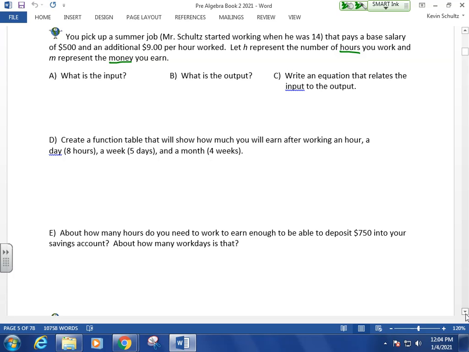Okay. Also, like I said, you can look at letter D here as kind of a hint. Create a function table that will show you how much you will earn after working an hour, and then 8 hours a week, 5 days a week, 4 weeks a month. The point is, I'm asking you to test different lengths of time to see how much money you're going to make. So the input is going to be H. The output is going to be money.